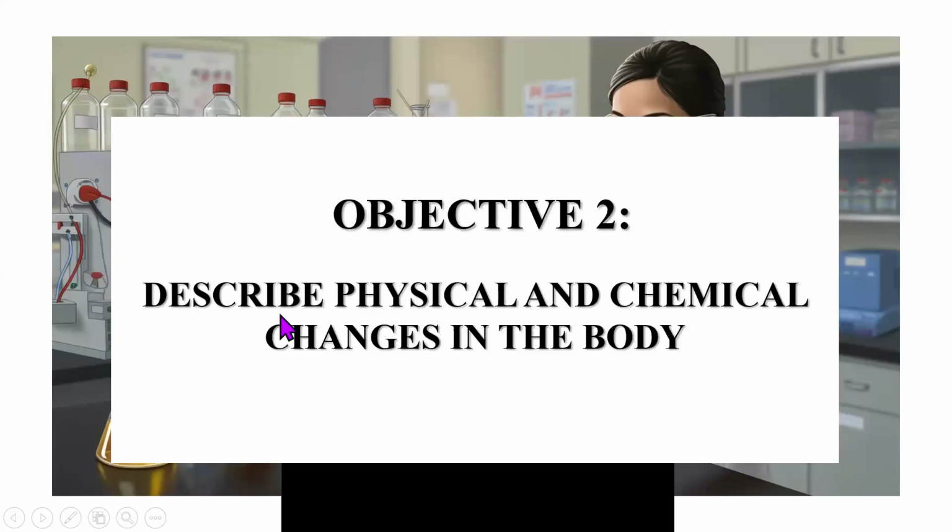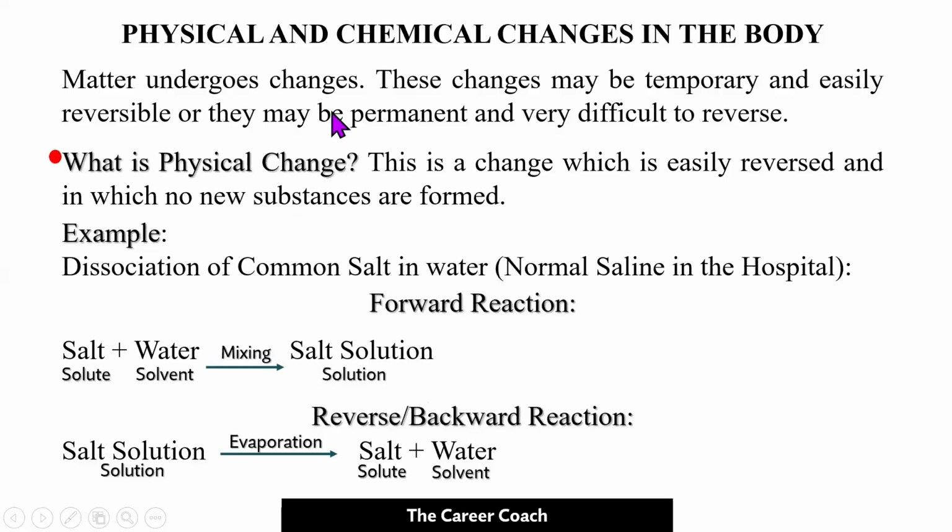Objective number 2. We will describe the physical and chemical changes that take place in our body. Matter undergoes changes. These changes may be temporary, they could be reversible, they could be permanent, and of course irreversible, or very difficult to reverse. What is a physical change? A physical change is a change which is easily reversed and in which no new substances are formed.